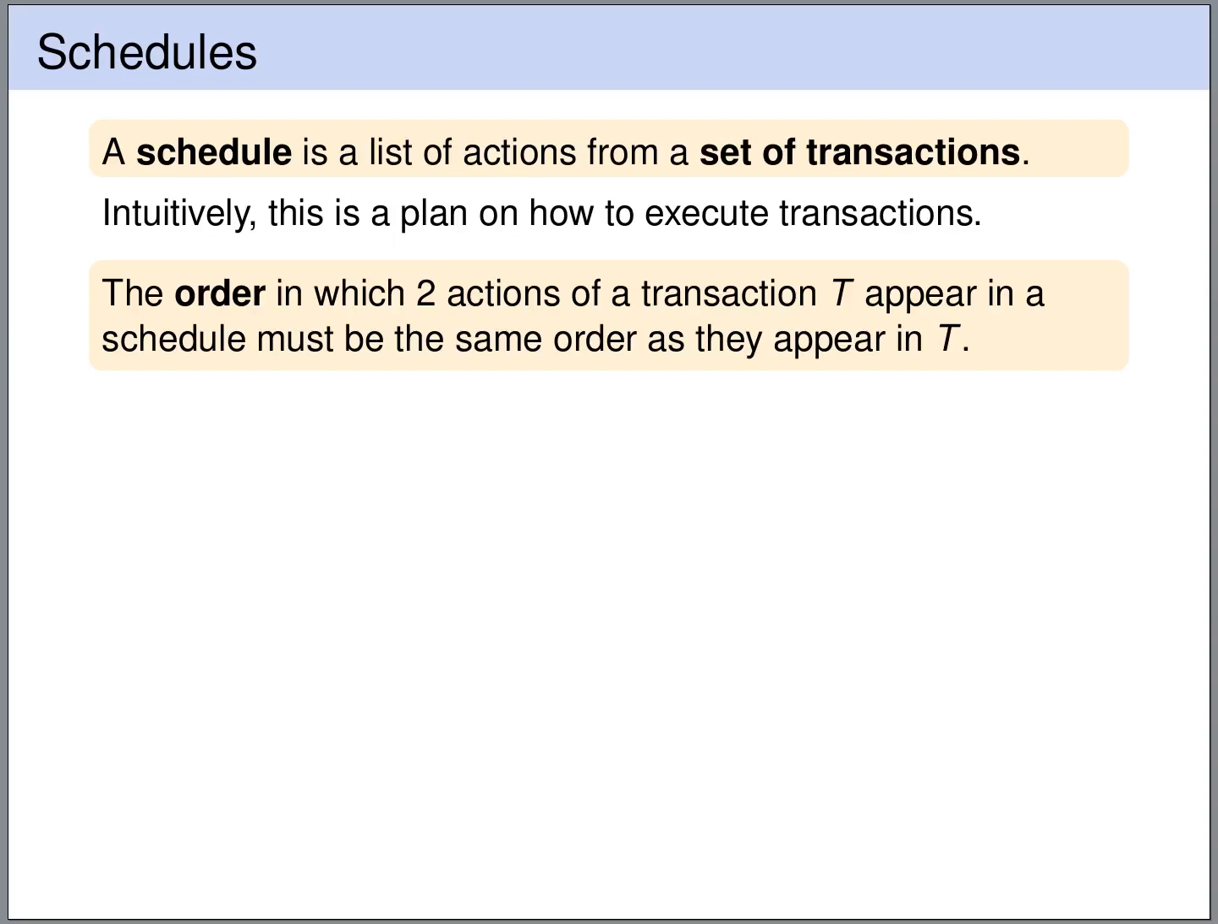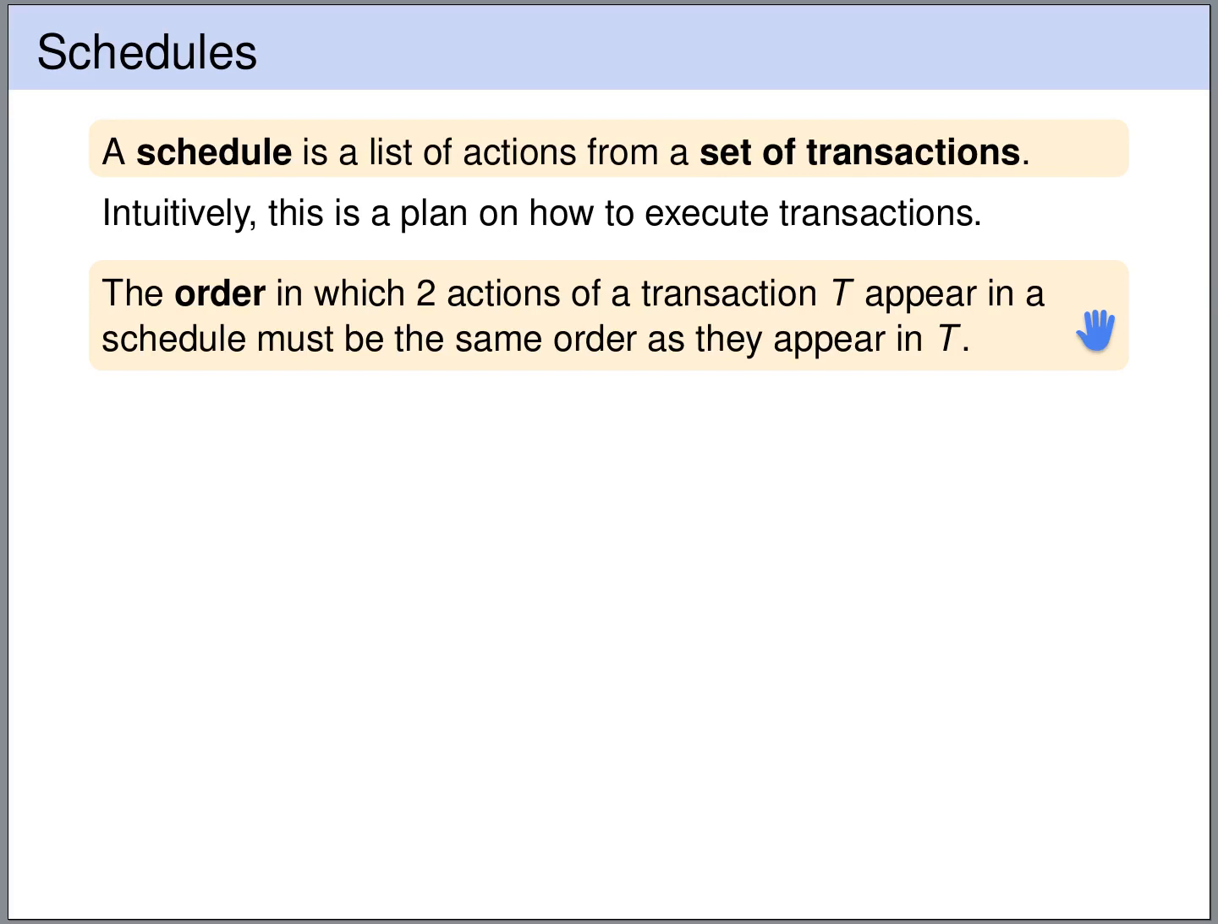The scheduler is responsible for making a schedule. A schedule is a list of actions from different transactions. Intuitively you can think of a schedule as a plan on how to execute the transactions. In such a schedule, the order in which 2 actions from the same transaction appear must be the same as the order in which they appear in the transaction.